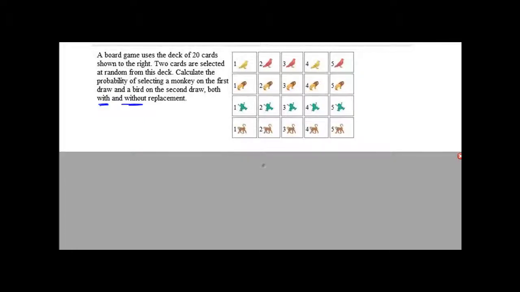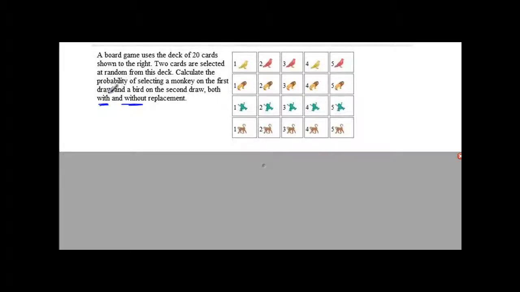Here we have an example from 12.6 where we're finding the probability of a compound event. Here we have a board game and there are 20 cards shown. What we're going to do is select two cards. Two cards are selected at random from this deck. Calculate the probability of selecting a monkey on the first draw and a bird on the second draw.